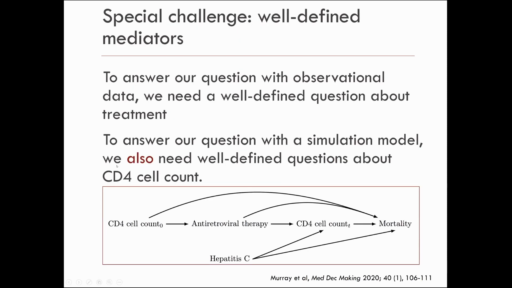So for example, one special challenge is the issue of a well-defined mediator. If we're going to answer our question with observational data, we only need a well-defined causal question about treatment. But if we're going to use a simulation model, we also need a well-defined question about the mediator. And usually mediators are things that are particularly hard to ask well-defined questions about. For example, what does it mean for CD4 count to have a certain value when we do and don't change antiretroviral therapy?